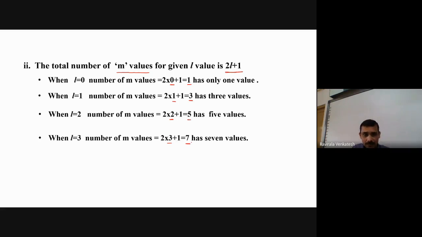L is equal to 3 means which orbital? F orbital. For the F orbital, there are 7 magnetic quantum numbers. For the D orbital, 5 magnetic quantum numbers. For the P orbital, 3 magnetic quantum numbers. For the S orbital, only 1 magnetic quantum number.